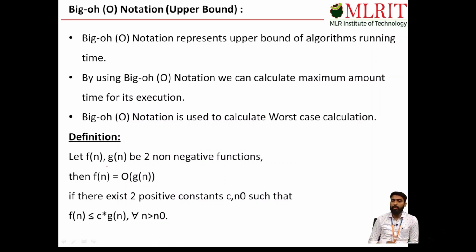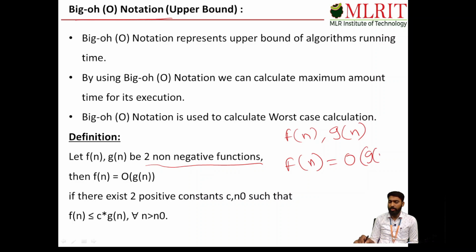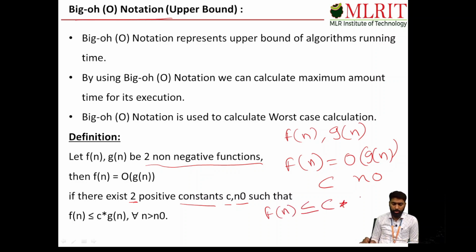Now the definition: f of n and g of n are two non-negative functions. And here we are discussing big O notation. When we say f of n equals big O of g of n, there is a condition: there exist two positive constants c and n naught. The condition is f of n less than or equal to c into g of n for all n greater than n naught. Always the value of f of n is less than or equal to c into g of n.